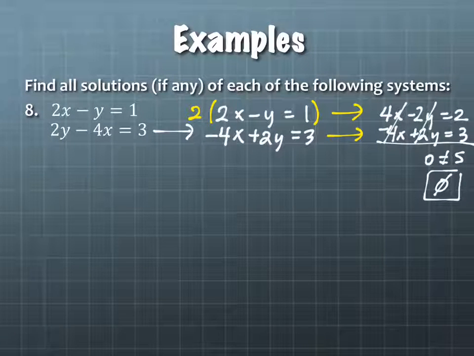And the reason you got 0 equal 5 is because there were parallel lines. So when you eventually added the x's and y's together, they had this canceling out going on. So this has no solutions.